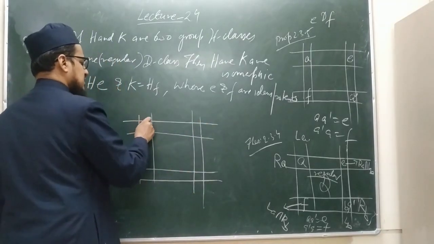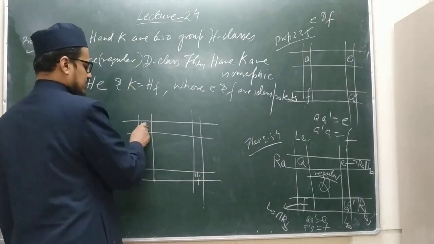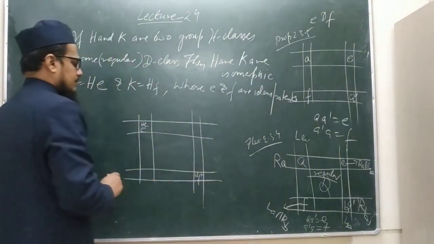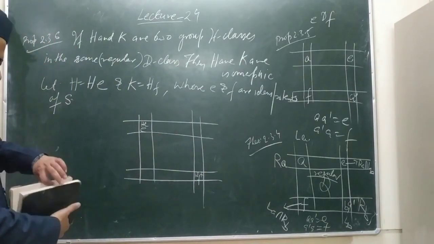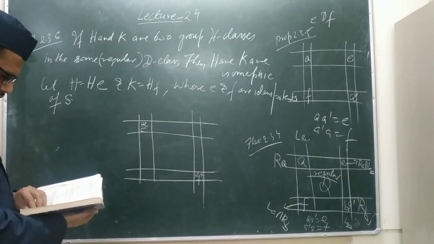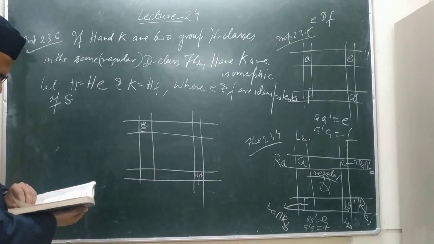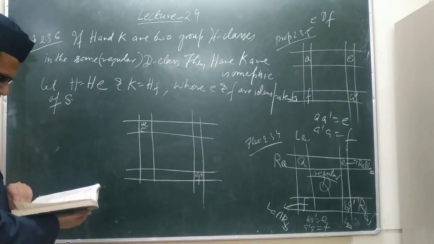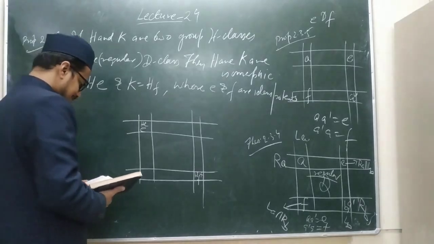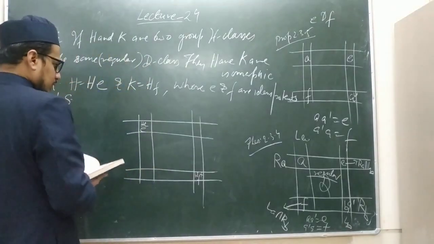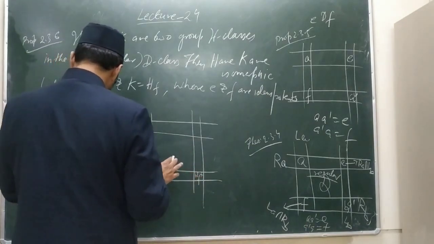This is HE and this is HF, correct? E is here and F is here. So here it is E, here it is F, correct? E and F are the idempotents.